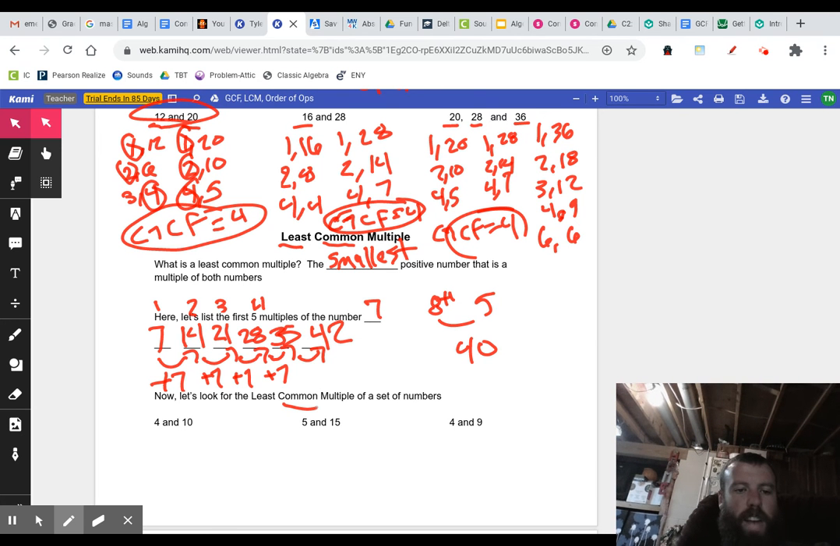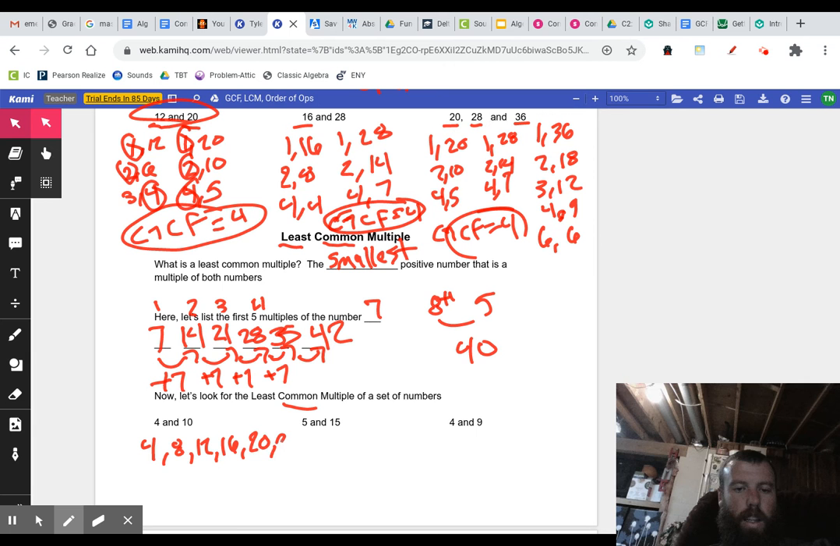Let's write out 4's multiples for a little bit. We have 4, then 8, then 12, then 16, then 20, then 24. I'm going to stop. Let's write out 10's. 10 and 20. Nothing's in common yet. There's no 10s or 20s above.